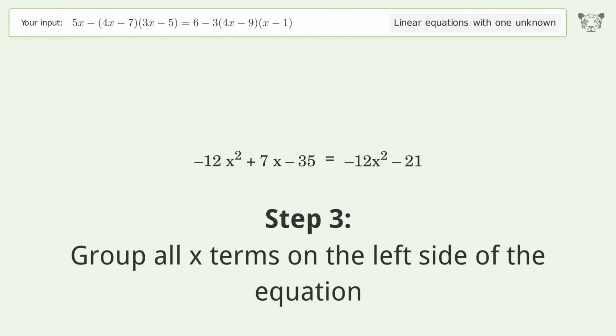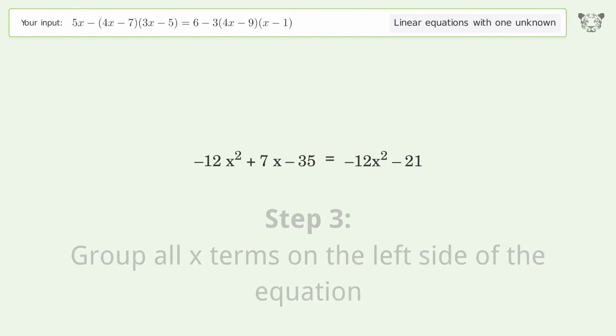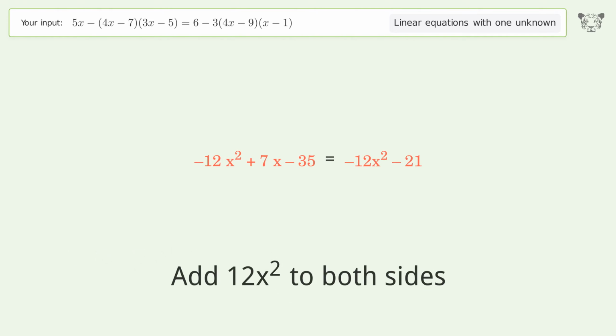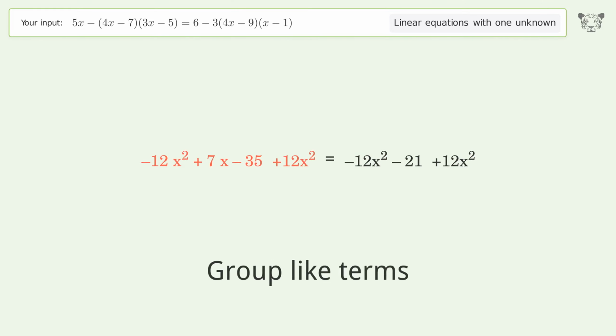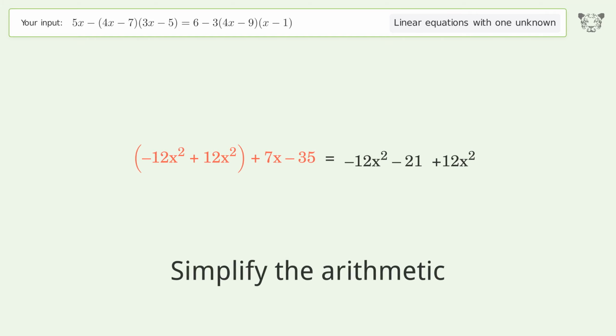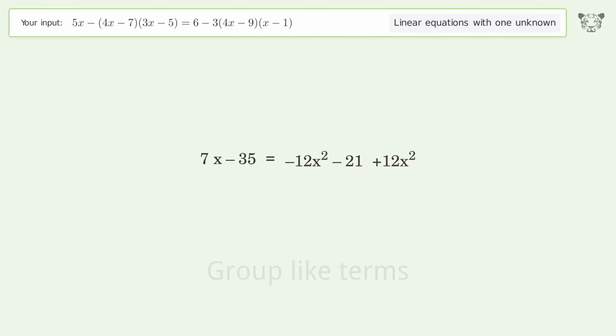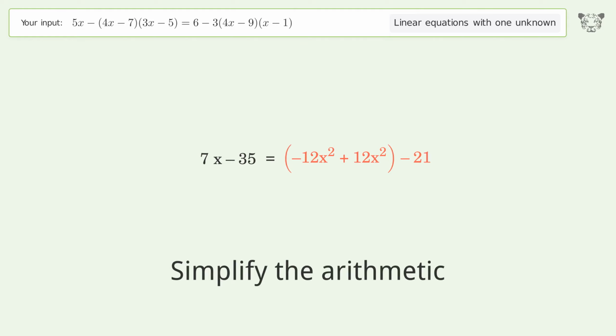Group all x terms on the left side of the equation. Add 12x squared to both sides. Group like terms. Simplify the arithmetic. Group like terms. Simplify the arithmetic.